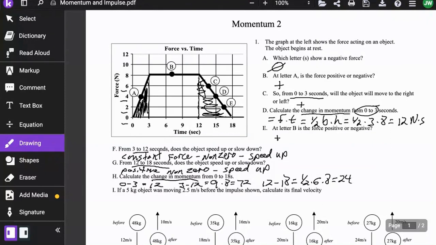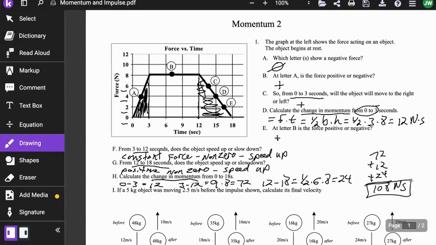We'll need to add each of these areas to get the entire area under the curve. So we have 72 plus 12 plus 24. And that's going to get us the 108. And of course, Newton seconds.